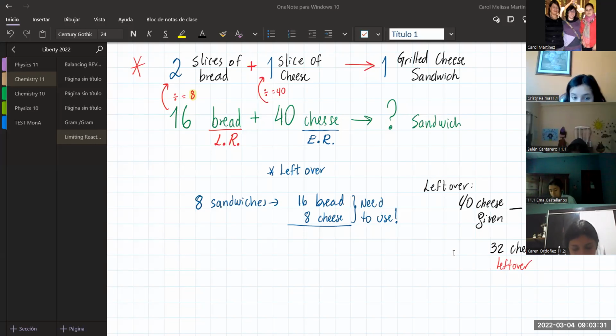But what do you need to do? You need to do stoichiometry. So let's work with a formula. Let's work with a formula that you are already familiar with.